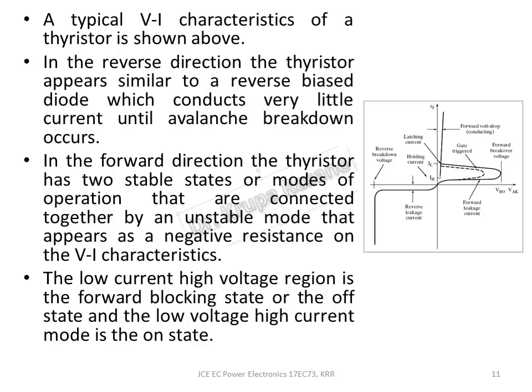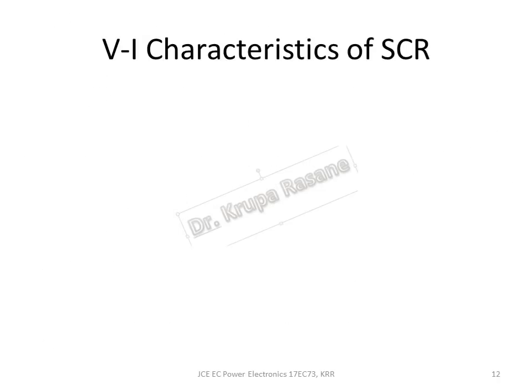So the low current, high voltage region is the forward blocking state. So when I say blocking, obviously current should be low and voltage will be high. So this region, low current and high voltage, we call it as the forward blocking state or the off state, and the low voltage and high current, that is this stage. This is called as the on state of the thyristor.